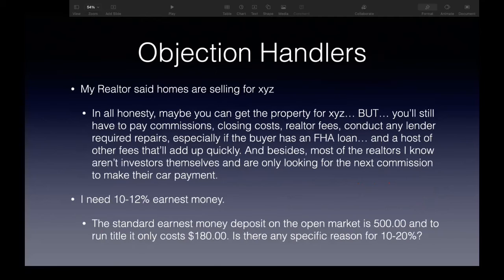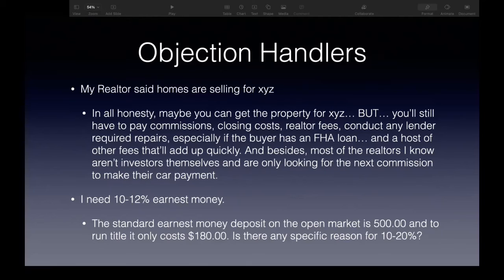Another one: my realtor says homes are selling for $300,000. My objection for that, I mean, in all honesty, maybe you could get the property for $300,000, but you still have to pay commissions, closing costs, realtor fees, conduct any lender required repairs, especially if the buyer has an FHA loan, and a host of all the other hidden fees. And that can all add up quickly. And besides, I'm just being honest with you. Most realtors I know aren't really investors themselves, and they're only looking to make the next commission check so that they can make their next car payment.